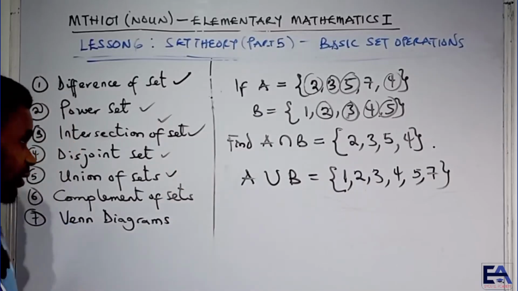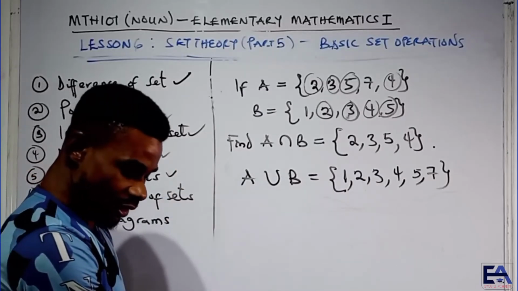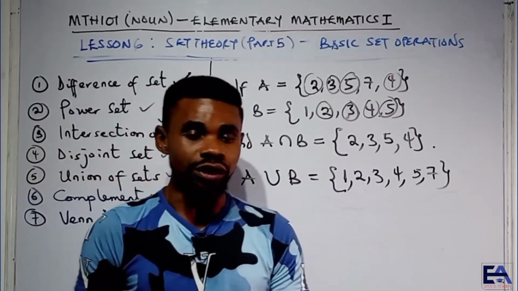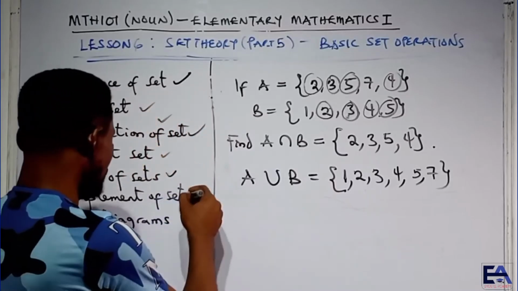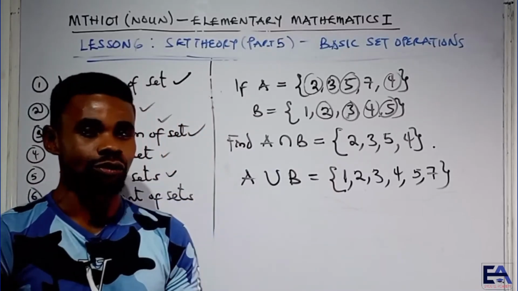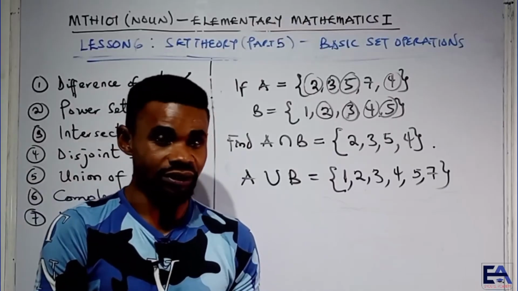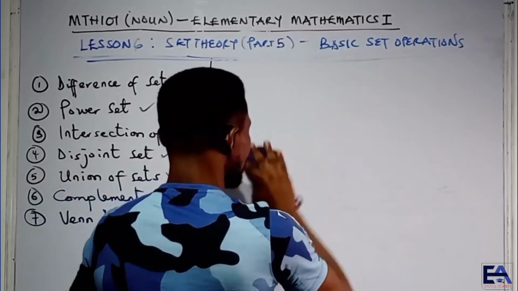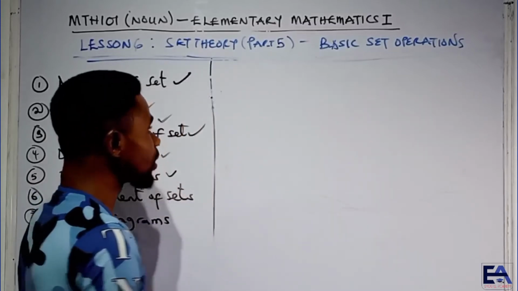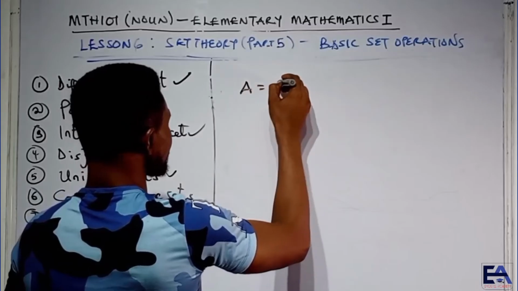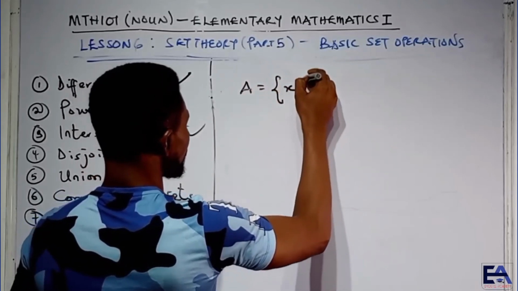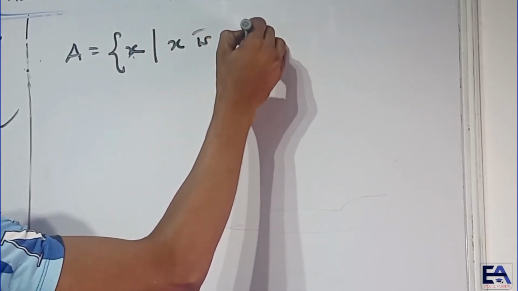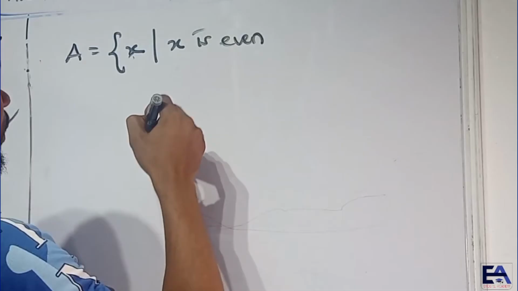Now we move on to the sixth item, which is the complement of sets. But there is no way we can explain the complement of sets without involving a universal set. This topic, complements, is attached to universal sets. So now let's quickly create an example having to do with universal sets. Let's say A is a set of X such that X is even.